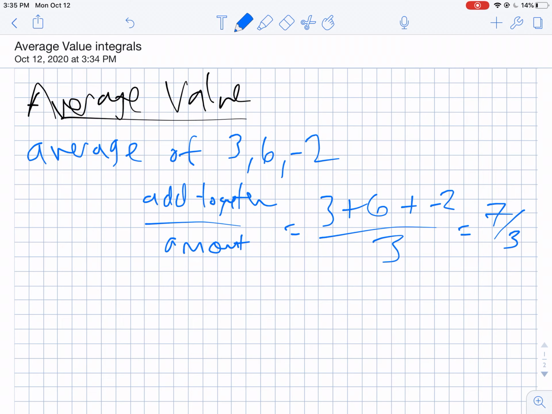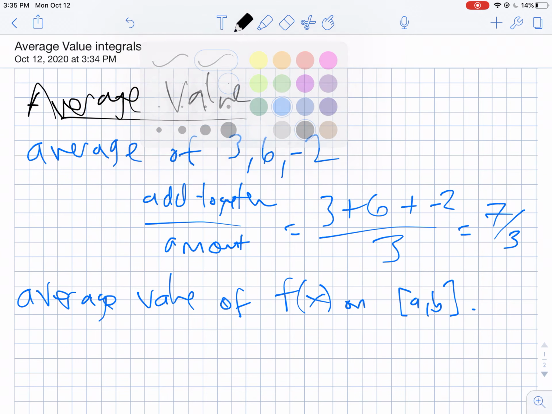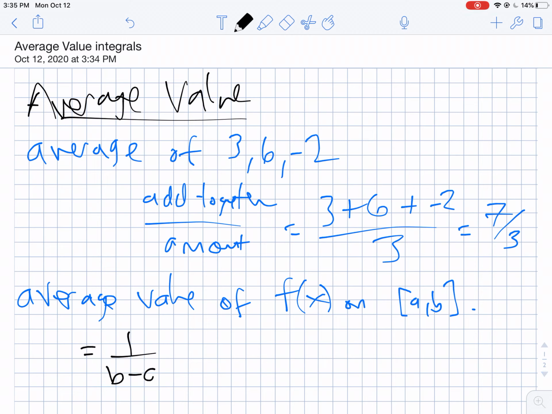This is calculus. So what if you want to do an average of an infinite number of numbers? And particularly, what if you want to find the average value of a function, f of x, on some interval a to b? So all the different values of f of x from 0 to 5 or 2 to 4 or something like that. Well, that average value is equal to 1 over b minus a times the integral from a to b of the function f of x.